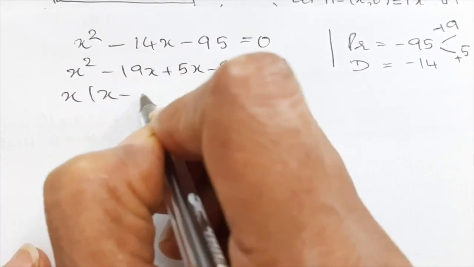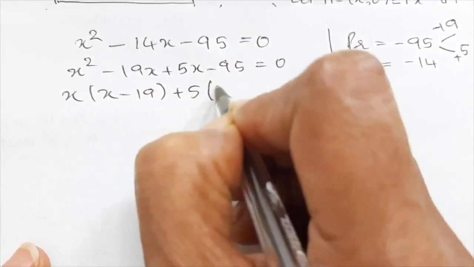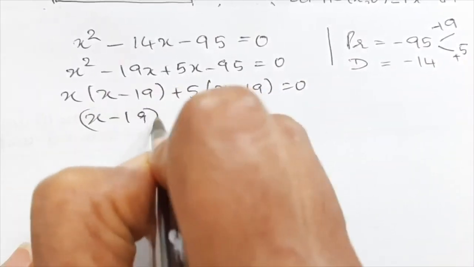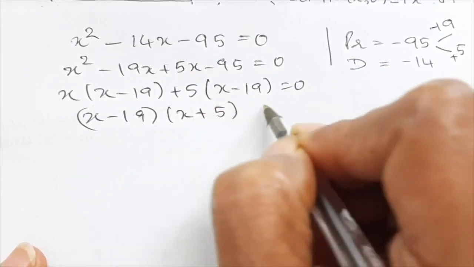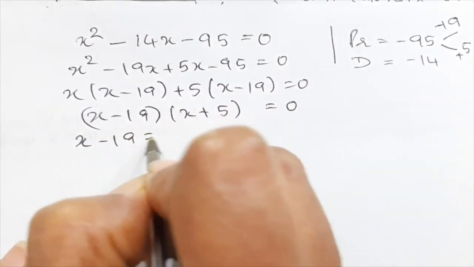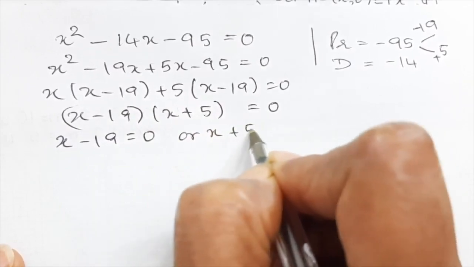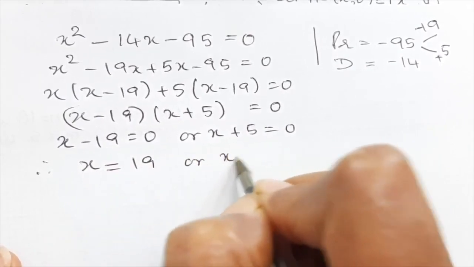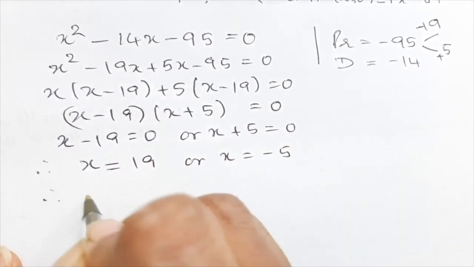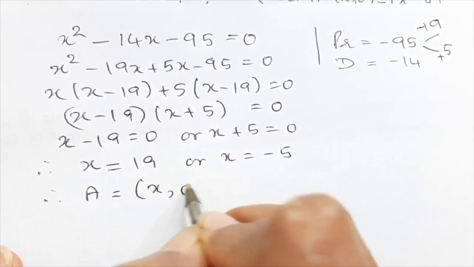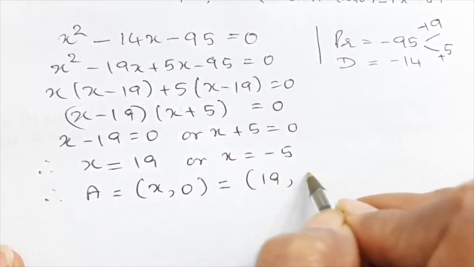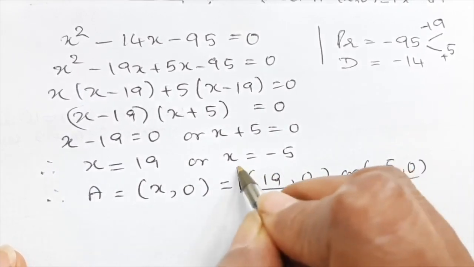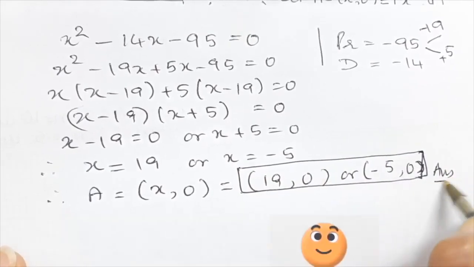So x into x minus 19 plus 5 into x minus 19 equal to 0. So x minus 19 into x plus 5 equal to 0. So x minus 19 equal to 0 or x plus 5 equal to 0. That will give us x equal to 19 or x equal to minus 5. Therefore, A, which is going to be x comma 0, is 19 comma 0 or minus 5 comma 0. So these are the coordinates of A, and that is our answer.